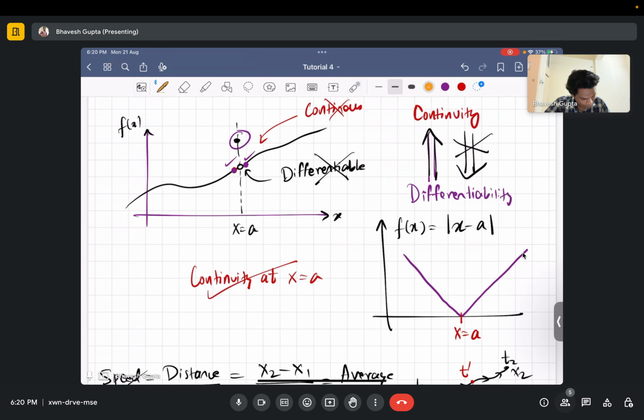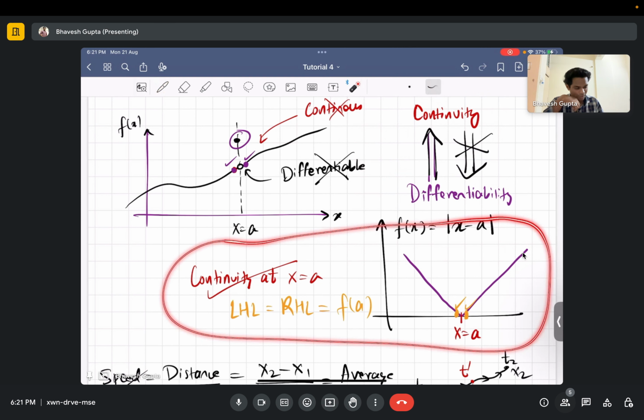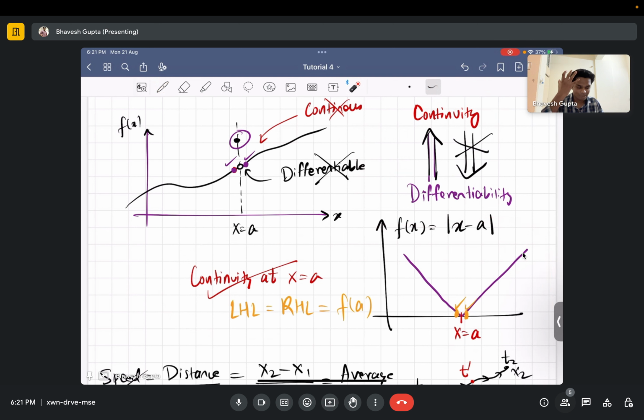The reason is that the values just left of a and the values just right of a match, and the value of the function at that particular point also matches. Basically, the left hand limit is equal to the right hand limit over here, and it's also equal to f of a. So there is no problem in the continuity in this case. But if I try to calculate whether this function is differentiable at x equal to a, it turns out that it's not differentiable.